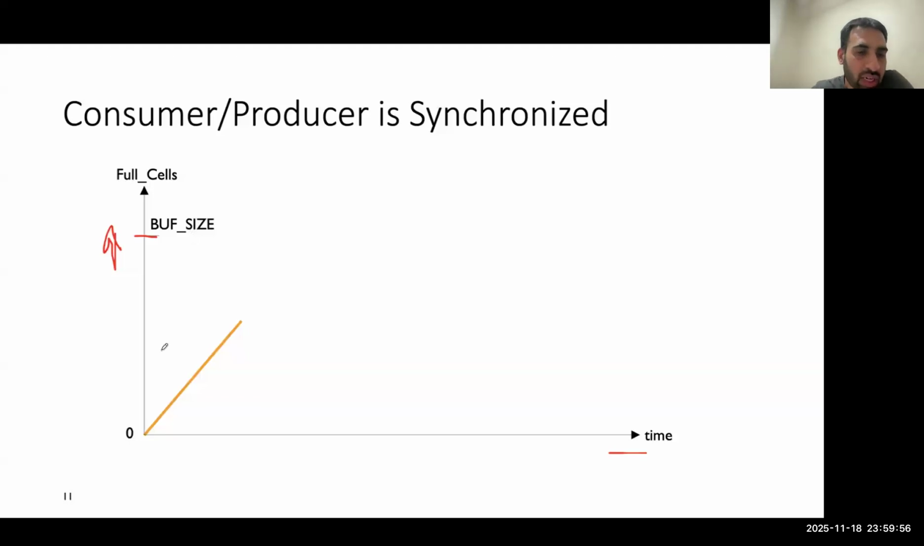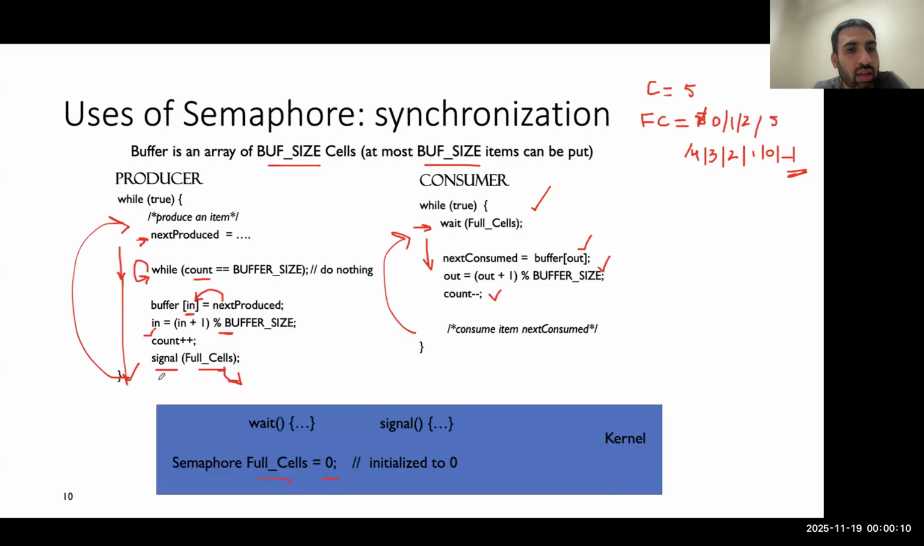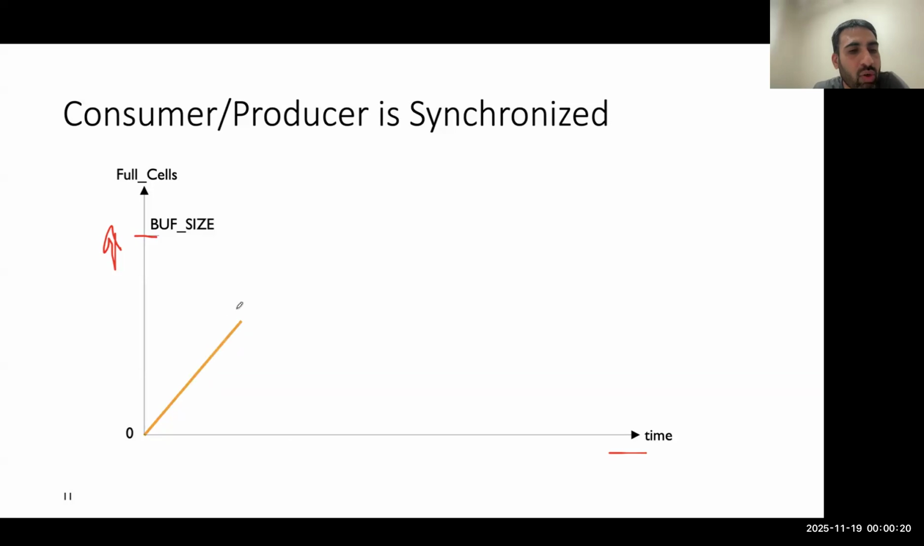So here, the number of full cells is increasing. How many cells are not empty? They contain a value. Why are they increasing? Because your producer is continuously running. Here, the producer made multiple iterations and started filling the array. As a result, the total number of items placed in the buffer is increasing. But until this point, your consumer didn't get a chance to run, right? So since it didn't get a chance to run, what will happen?